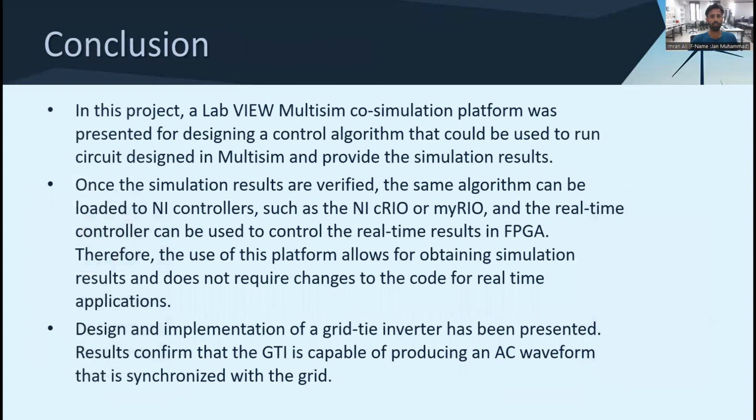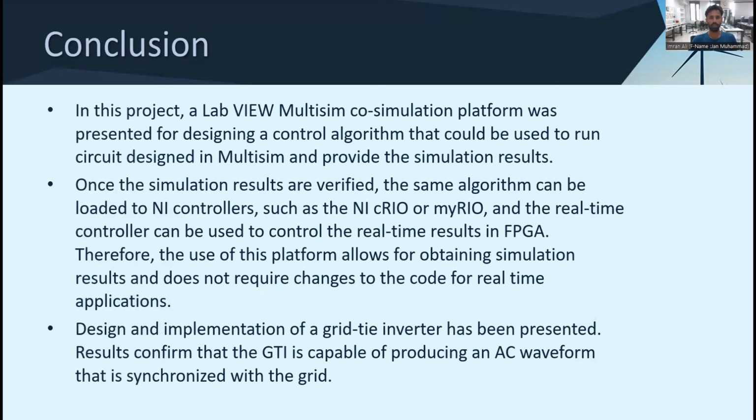Conclusion: in this project, a LabVIEW Multisim co-simulation platform was presented for designing a control algorithm that could be used to run circuit design in Multisim and provide the simulation results. Once the simulation results are verified, the same algorithm can be loaded to an NI controller such as NI Sitara or myRIO, and the real-time controller can be used to control the real-time result in FPGA.